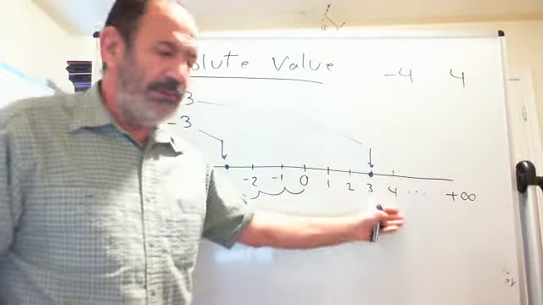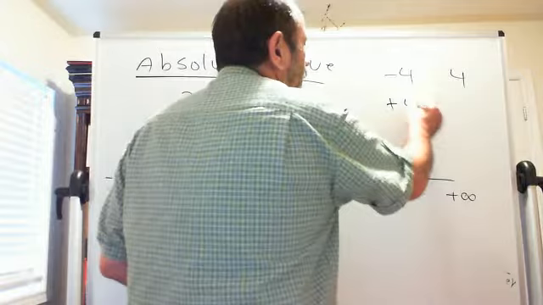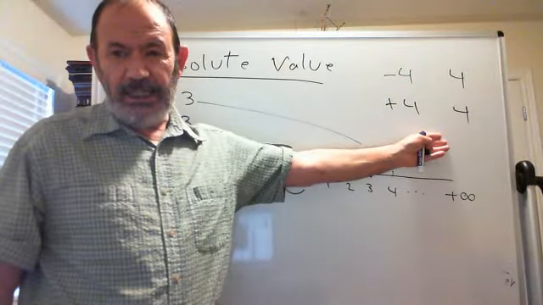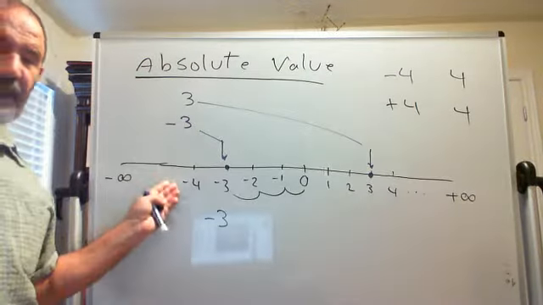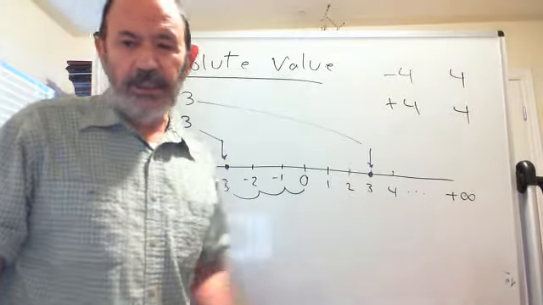How much is the distance of positive 4 from 0? It's between 0 and 4. Again, the distance from 0 to positive 4 is 4. But the location of negative 4 is left of the 0, and the location of positive 4 is right of the 0.